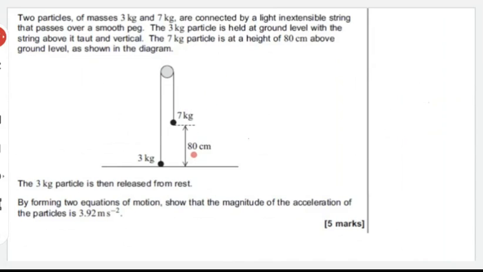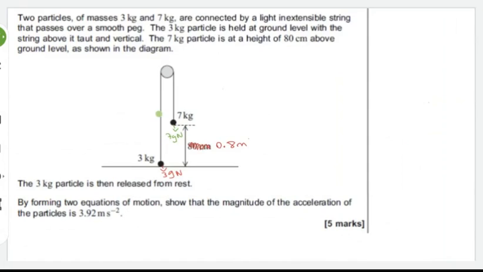So we need to change a few things. First of all, we're going to change this 80 centimeters to 0.8 meters, because part of our standardized units is that distance should be in meters. This 3 kg has a weight of 3g newtons, where g is our 9.81. The 7 kg is going to be 7g newtons.